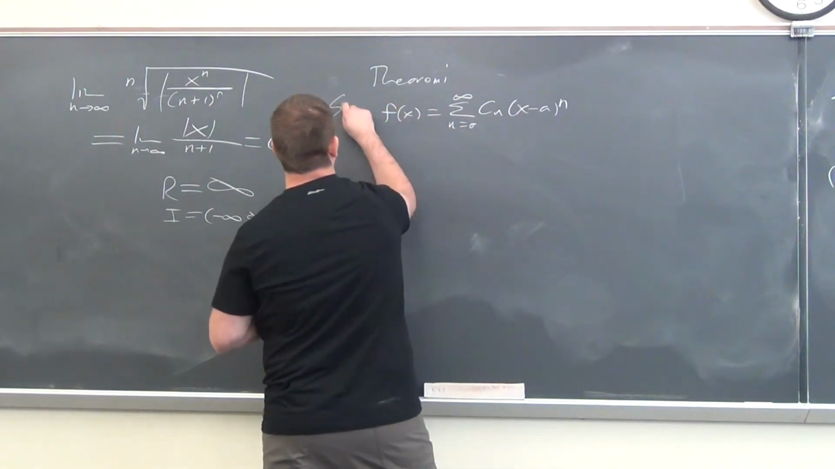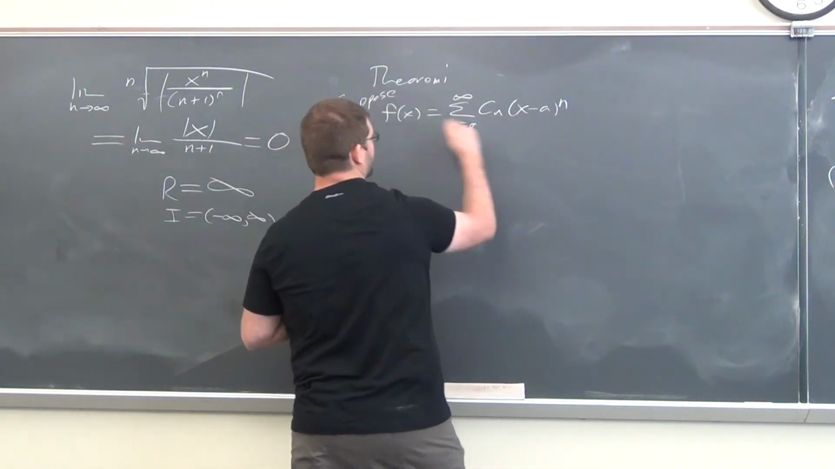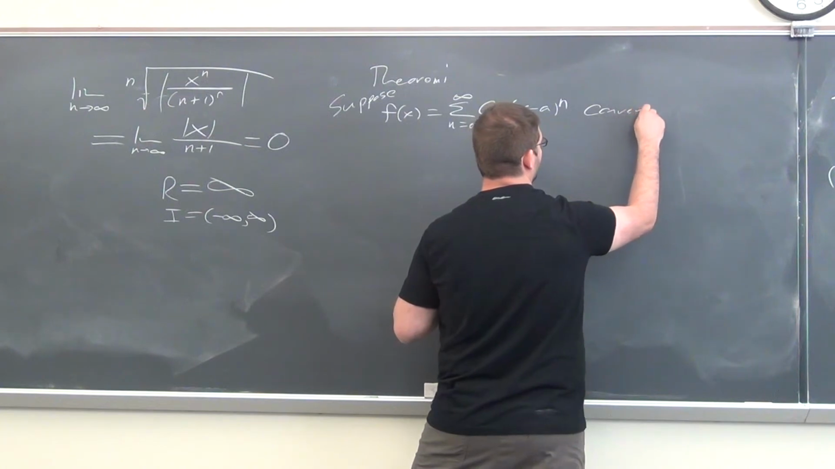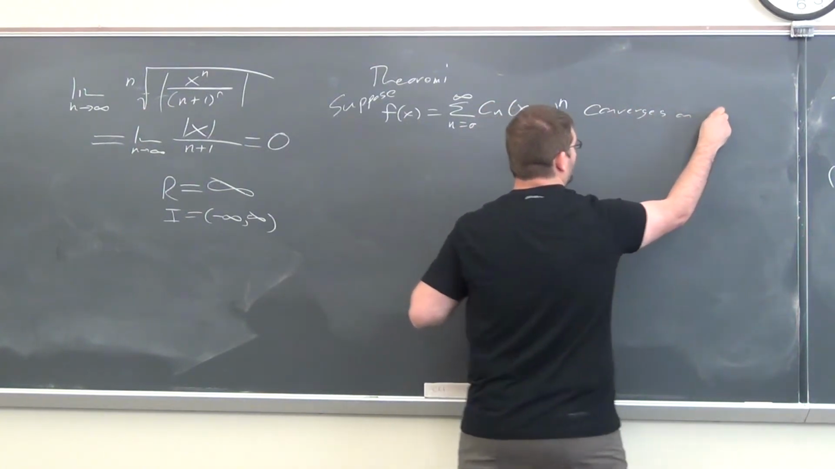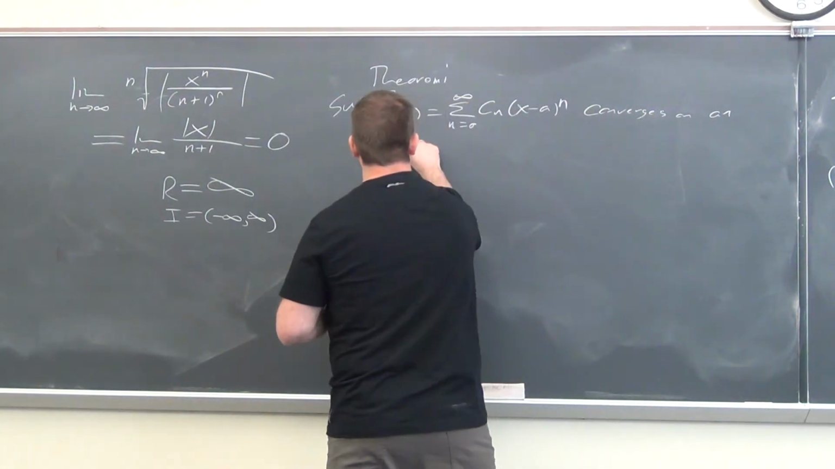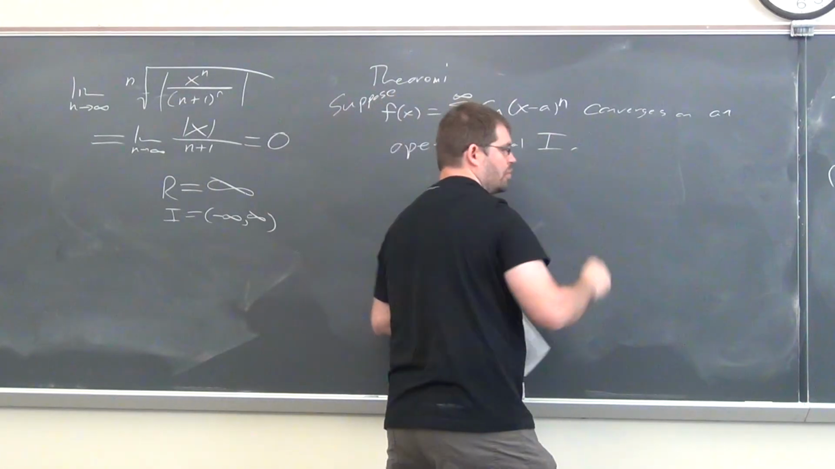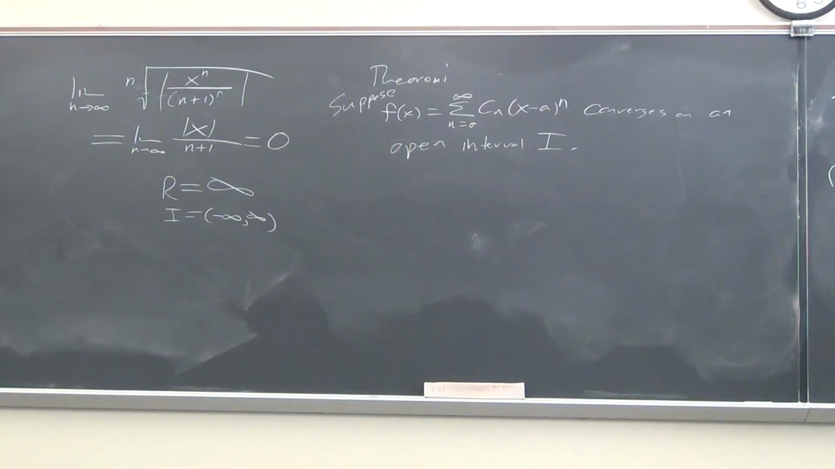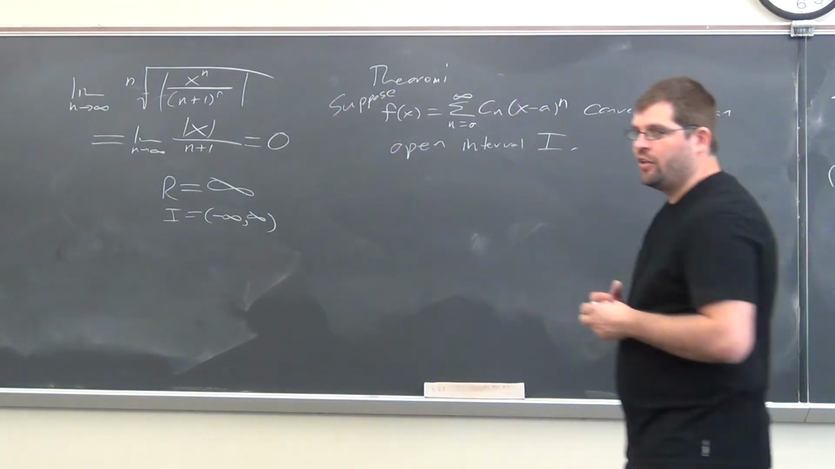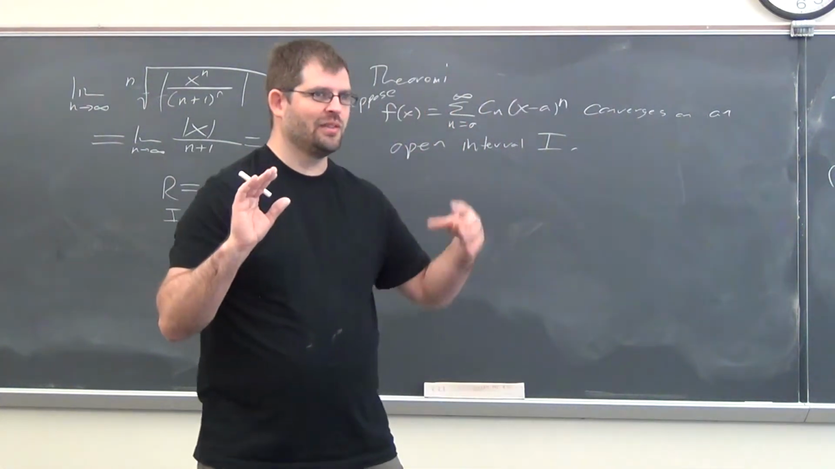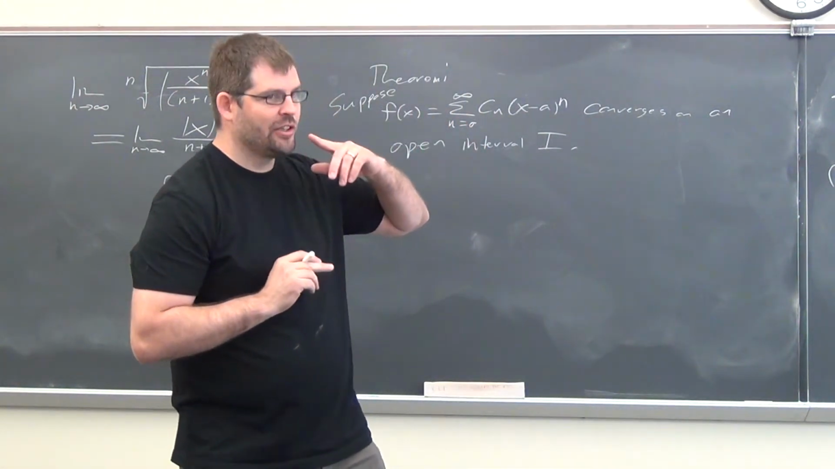So suppose this series converges on an open interval I. Okay, so here's the theory. You've got a series and it converges on an interval I. The only reason we need the open interval is because you might get weird behavior at the endpoints.